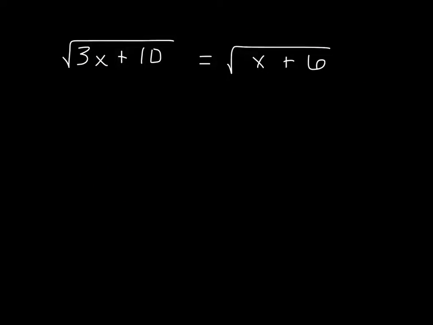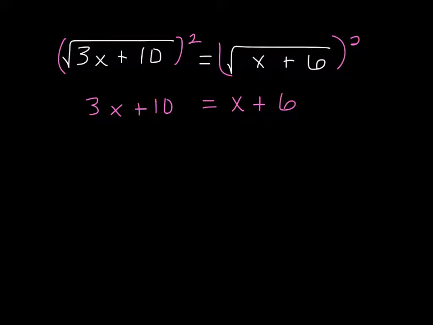Okay, here's one more where we've got a radical equal to a radical. So same thing, just square both sides, and that will cancel both radicals. So we have 3x plus 10 equals x plus 6. Okay, again, let's get the variables together. So I'll subtract the smaller one. 2x plus 10 equals 6.